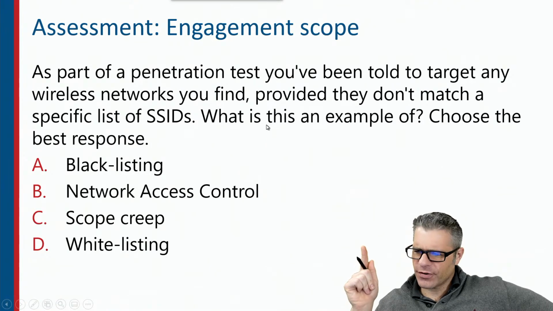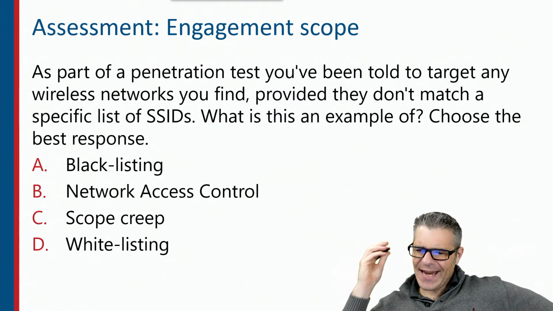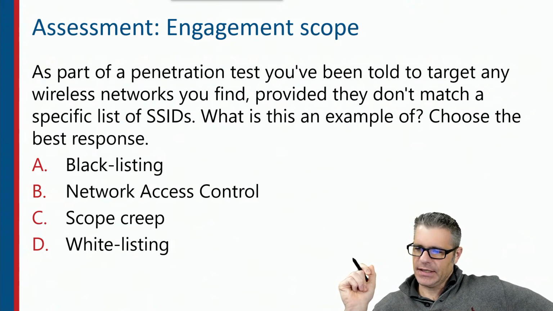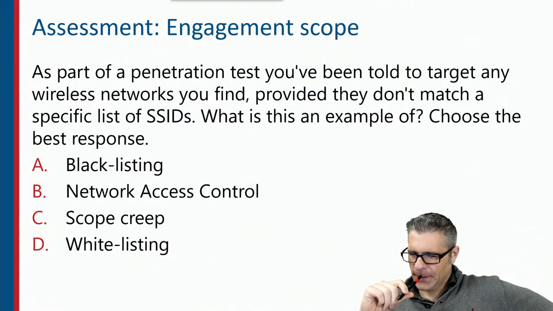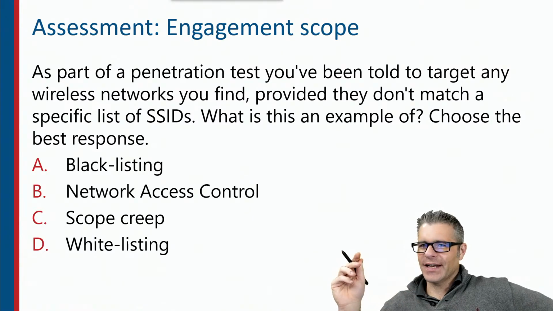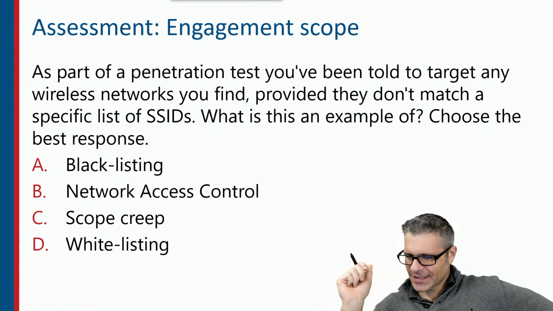All right, as a part of a penetration test, you've been told to target any wireless network you find, provided they don't match a specific list of SSIDs. What type of list are we talking about here? This is one of those reverse negative logic questions. I could see this being scope creep.